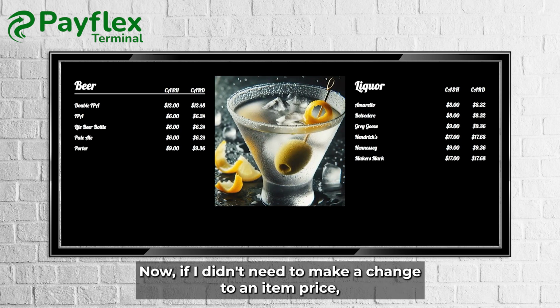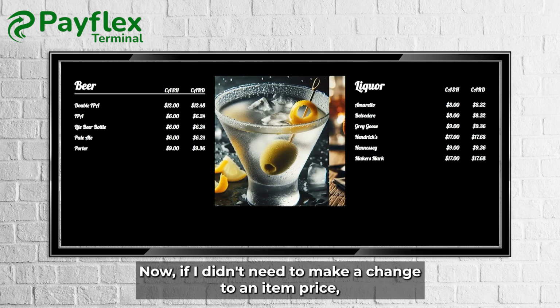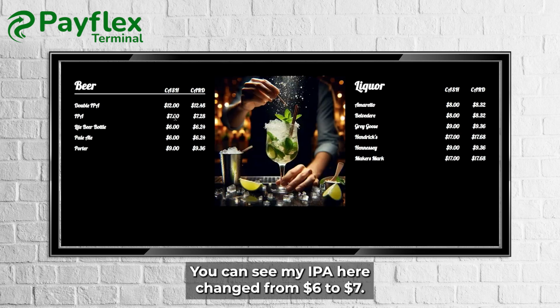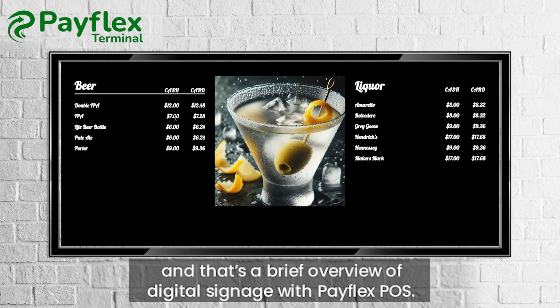Now, if I did need to make a change to an item price, once I make that change there in the back office portal, and then I refresh my screen, you can see my IPA here changed from $6 to $7. And that's a brief overview of digital signage with Payflex POS.